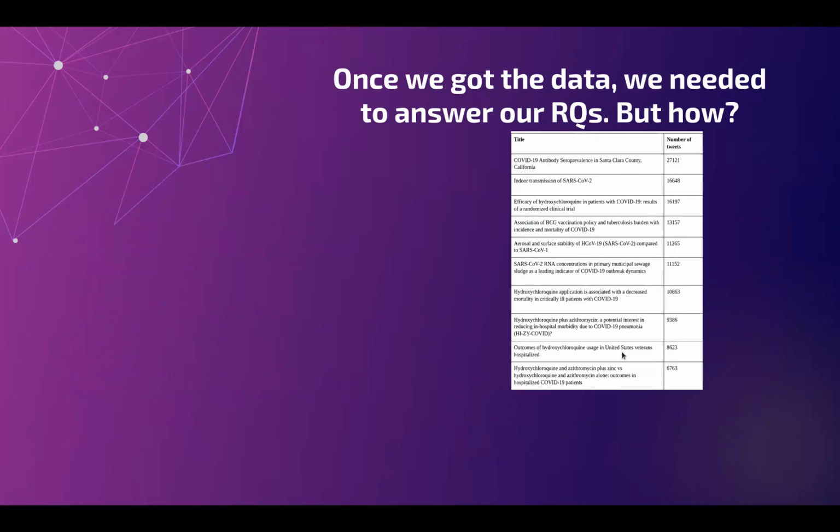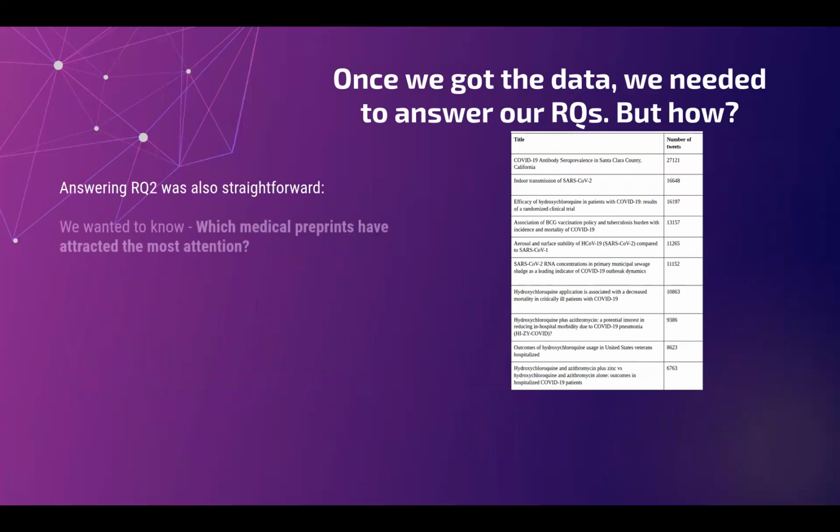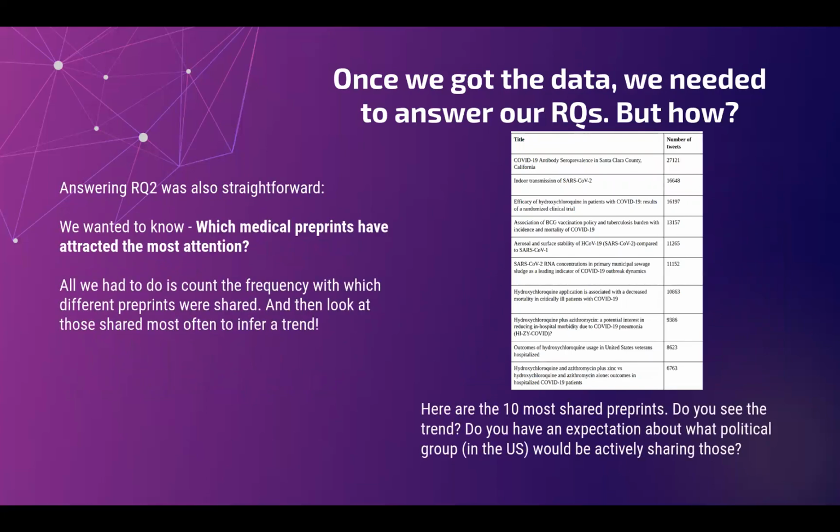But the second question, I messed up the order of appearance here, apparently. So the second question we had: which medical preprints have attracted the most attention? Because it could be that even though this increase in attention coincided with the beginning of COVID, the preprints people were posting about were not about COVID at all. And that's not the case. So here are the top 10 preprints by the number of tweets linking to them.